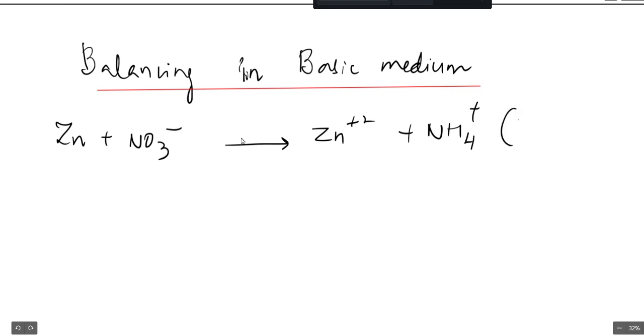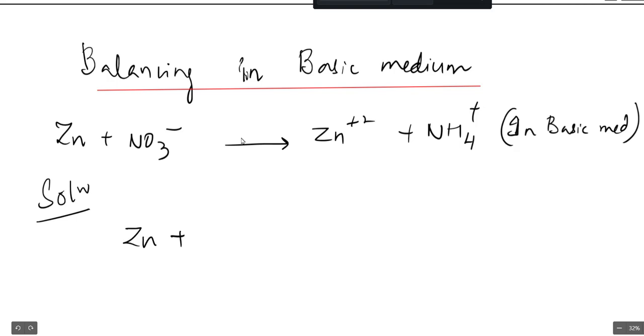Now the teacher says you need to balance in which medium? You need to balance this in basic medium. This is what your teacher has given you. Done. Now your first step, what should you do? How to solve? As I said, you copy the whole reaction like this. Zn plus NO3 minus gives me Zn plus 2 plus NH4 plus. First write the whole reaction.